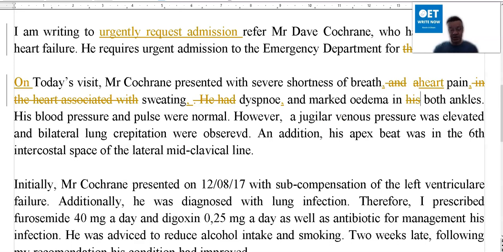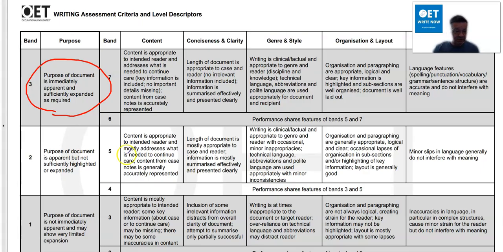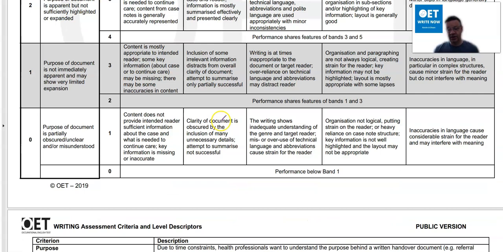So right, the reason why I'm talking about this is because of conciseness and clarity. How effectively do you summarize the information, right?